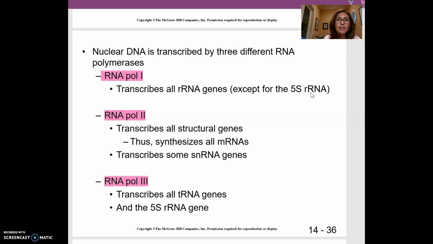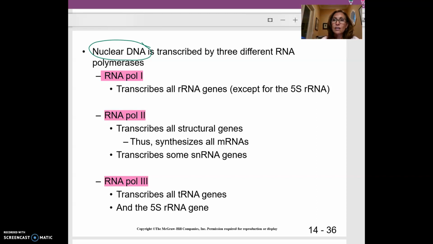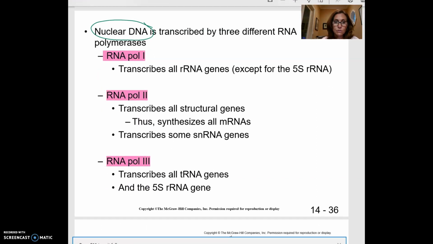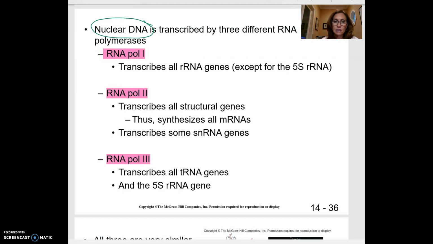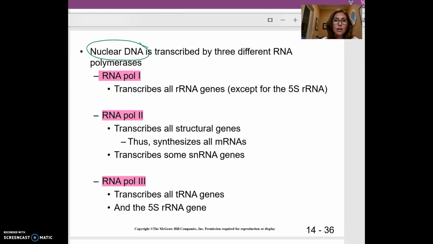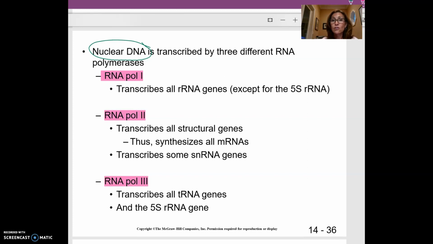Now, why am I designating nuclear DNA? Do you guys remember back when we were talking about extrachromosomal gene transmission? Remember that? With mitochondria and chloroplasts? Remember, they have their own DNA molecules. So we're not going to deal with how those are replicated. Right now, we're just dealing with nuclear DNA that you find in the nucleus.